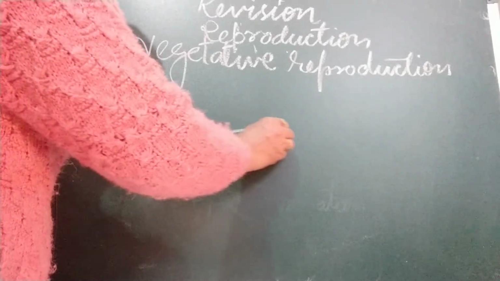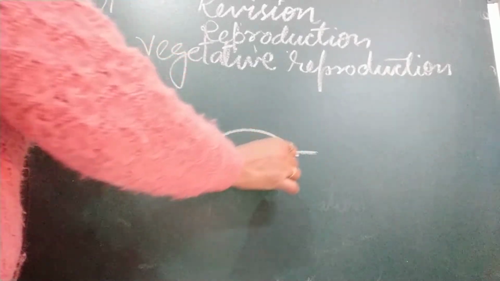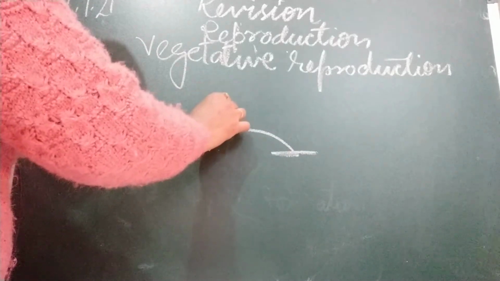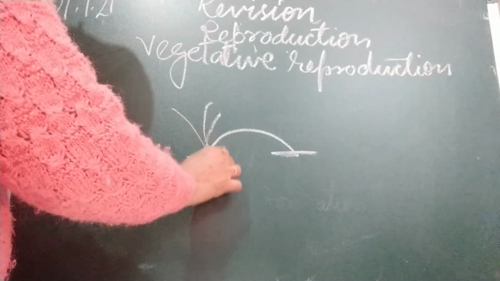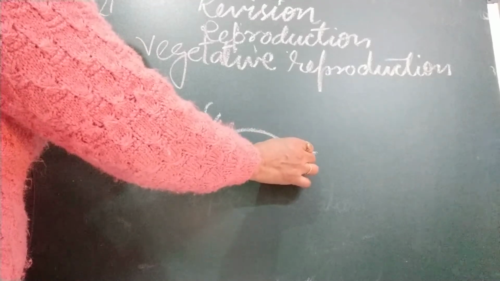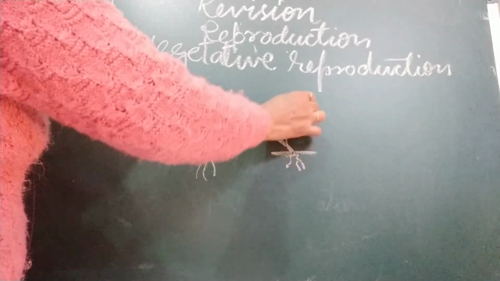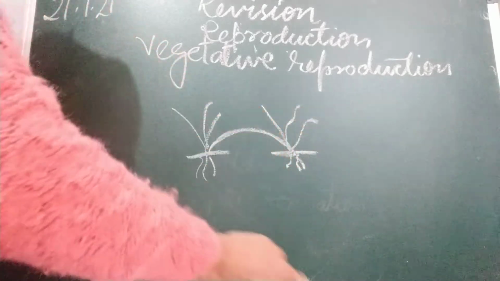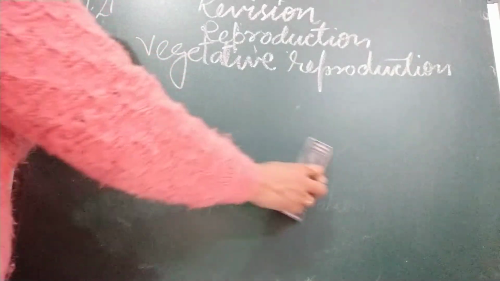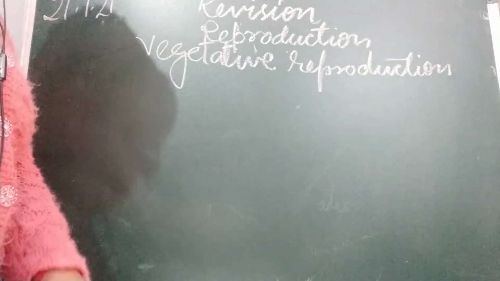In strawberry and grasses, what happens? The main plant develops side shoots which have buds that grow into a new plant. This is the plant, this is the stem. This stem grows sideways and touches the ground, develops roots, and a new plant grows from this side stem. So the other examples are strawberry and grasses.